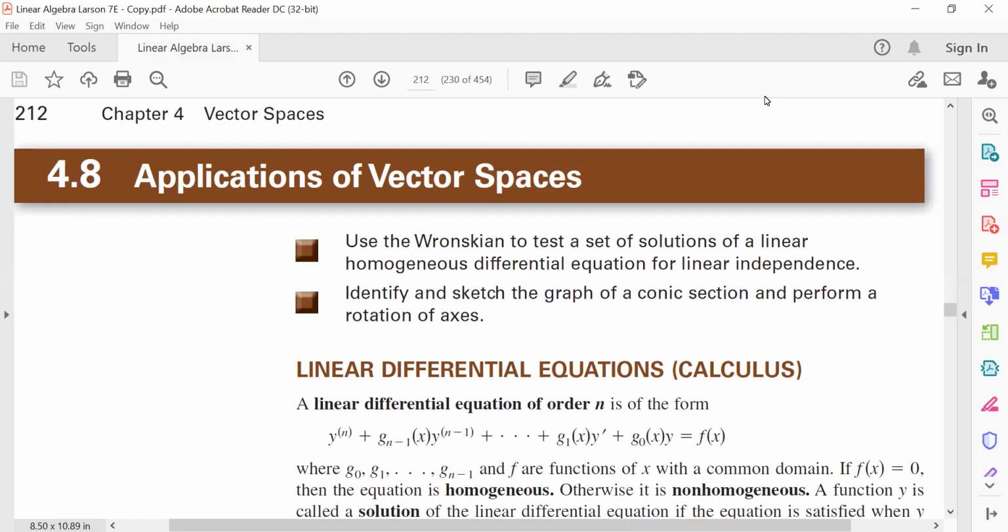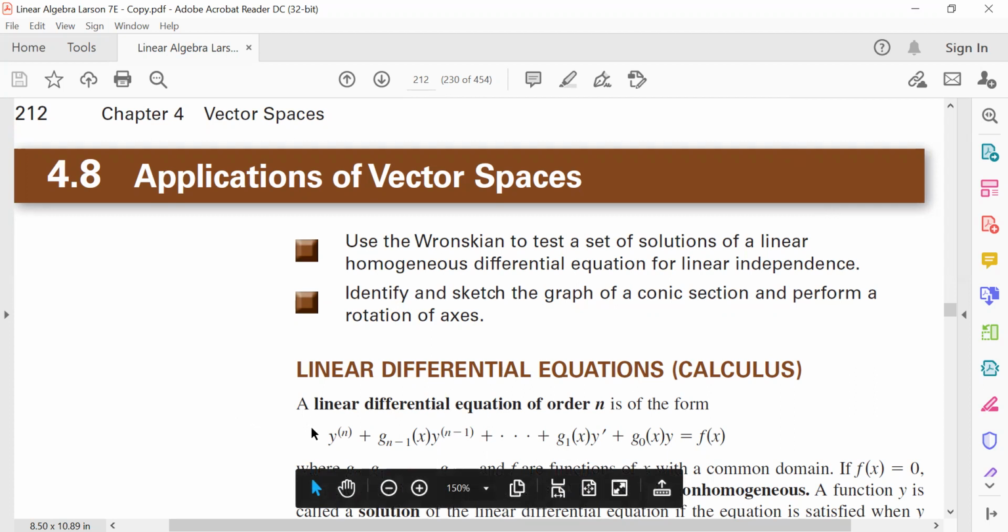Hi, everybody. We have some fascinating applications of vector spaces. We'll start with differential equations. What I'm saying now applies to linear differential equations. Don't forget, because this is linear algebra, we're going to see a lot of interplay, intersection, I don't know what the word is. A linear differential equation is y^(n) plus some function of x times y^(n-1) plus dot, dot, dot.